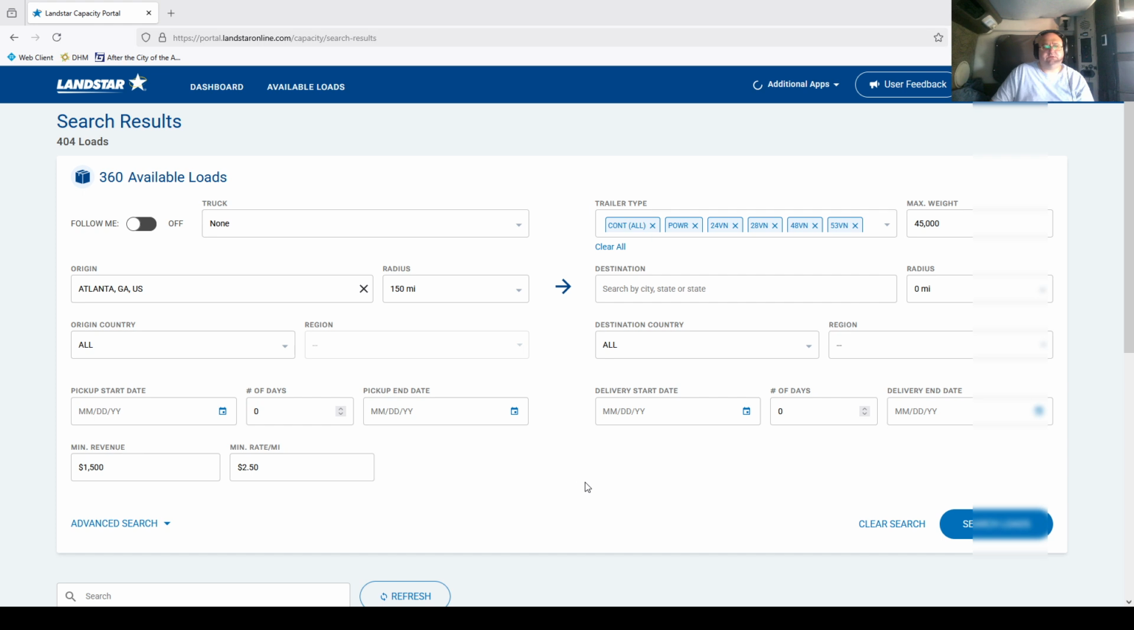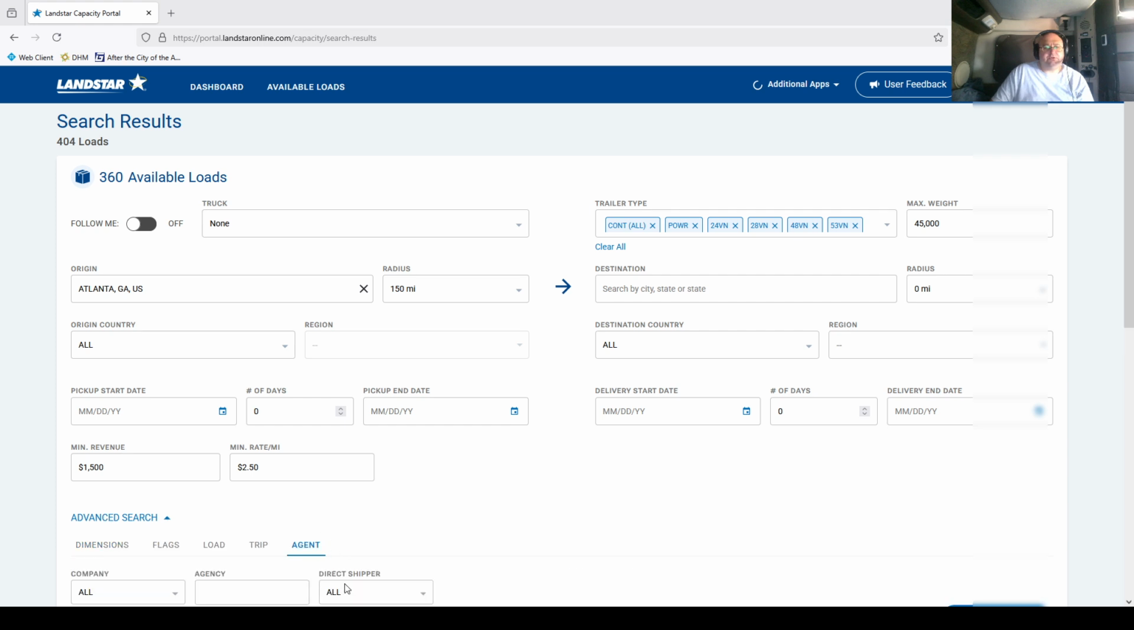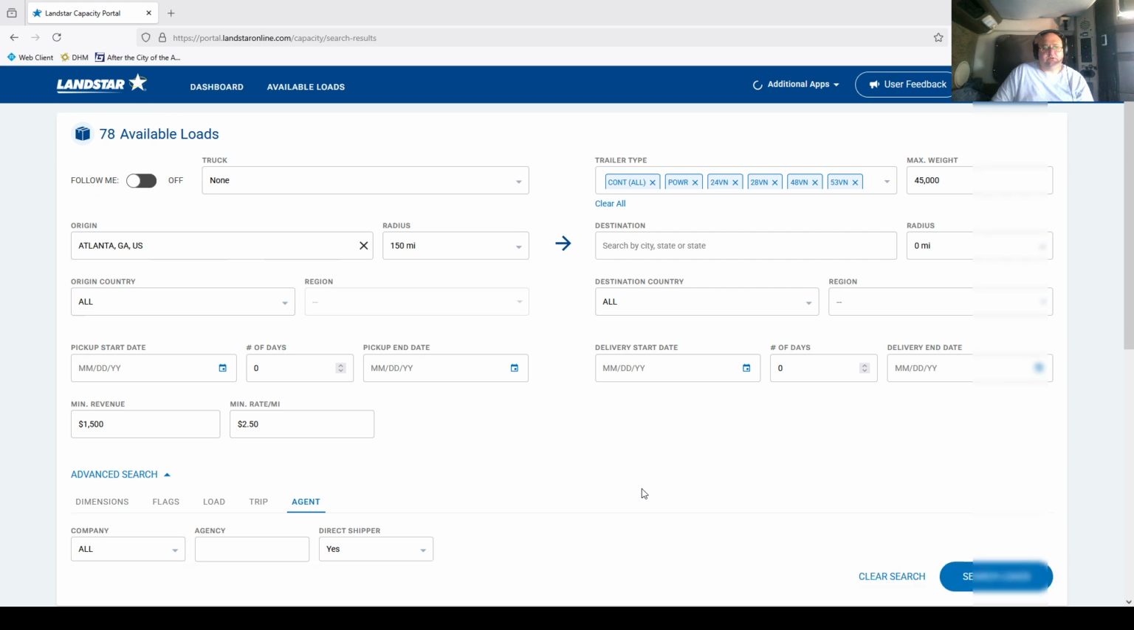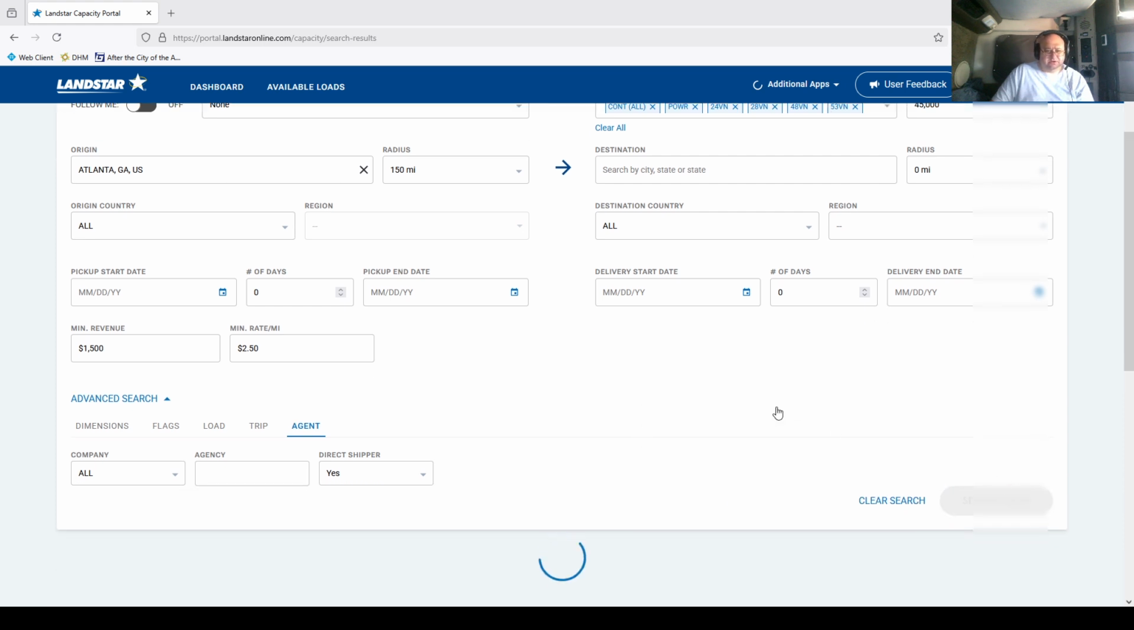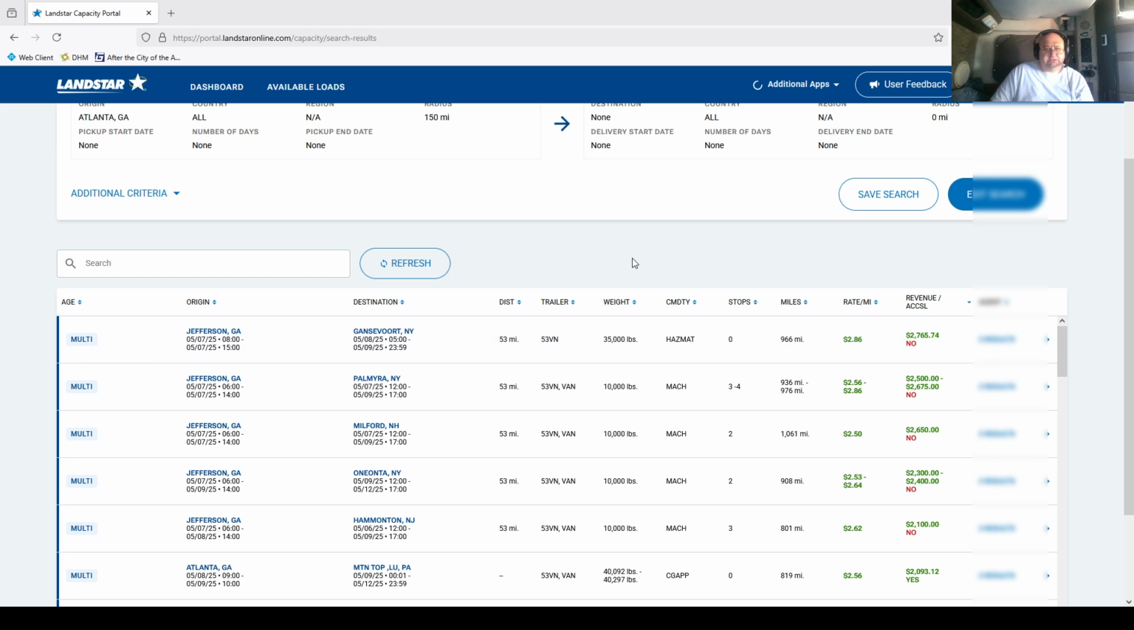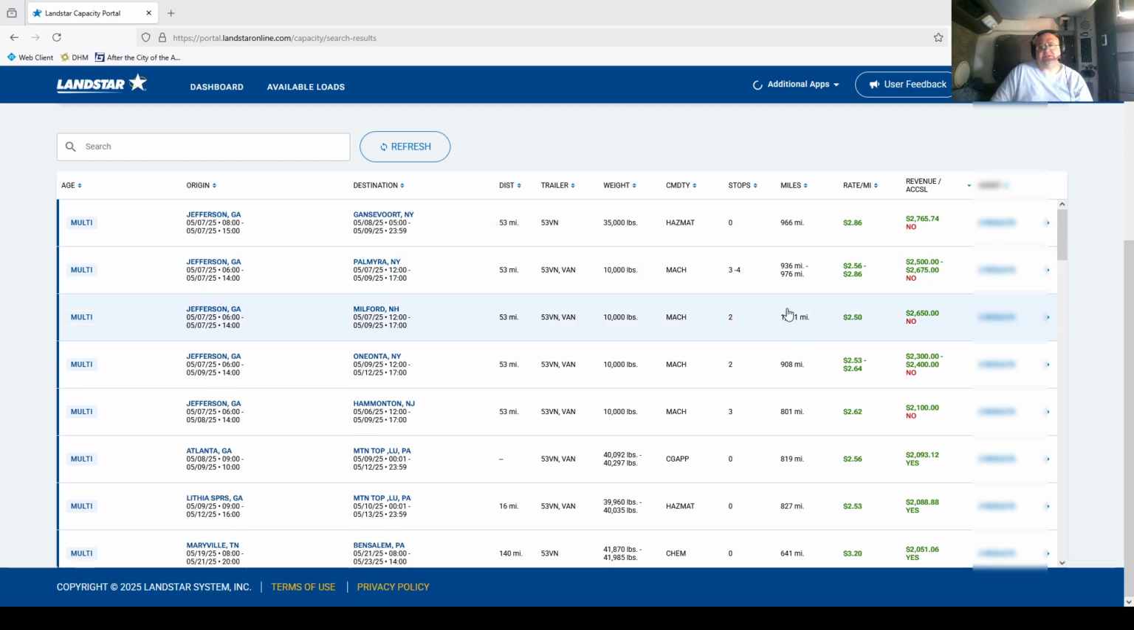$3.60 loads. You know what? We need to change some parameters. Let's check right here and do direct shipper. 78 loads. Oh, that's surprising. There's actually a lot of loads. These should be all contract loads. Whenever I'm searching for a load to haul, I almost always only look at contract loads. I'm not interested in spot market loads because there's so much drama with them.